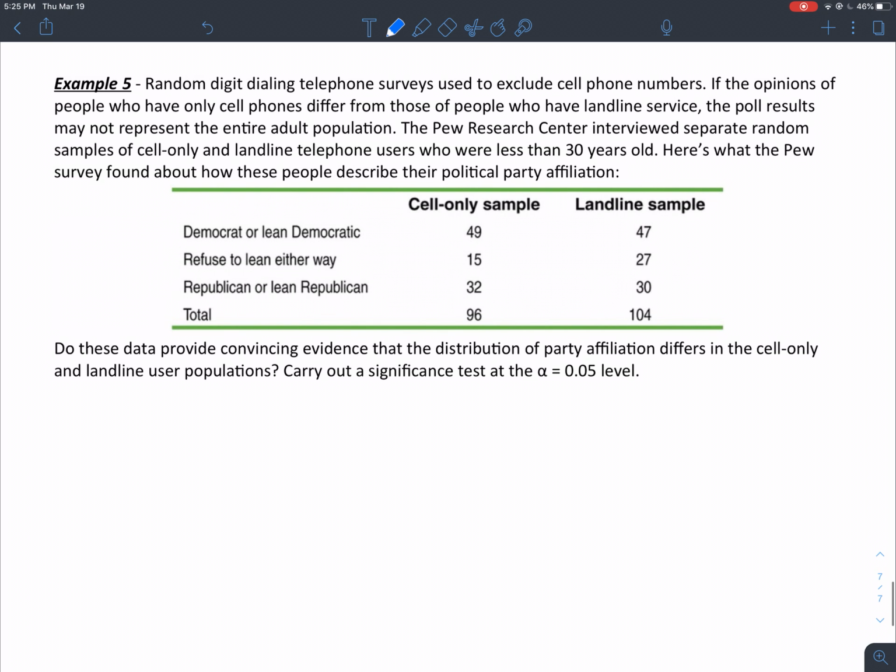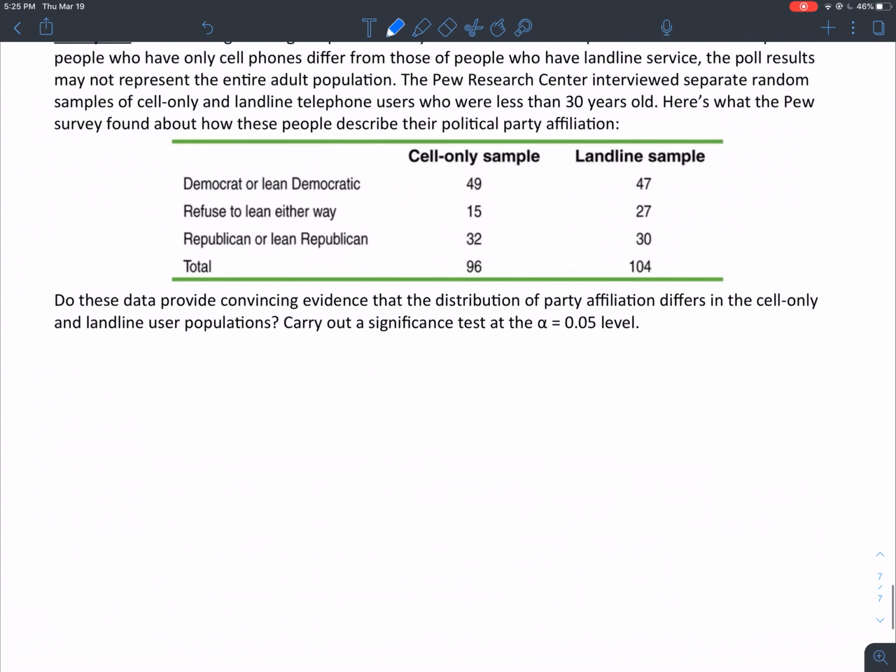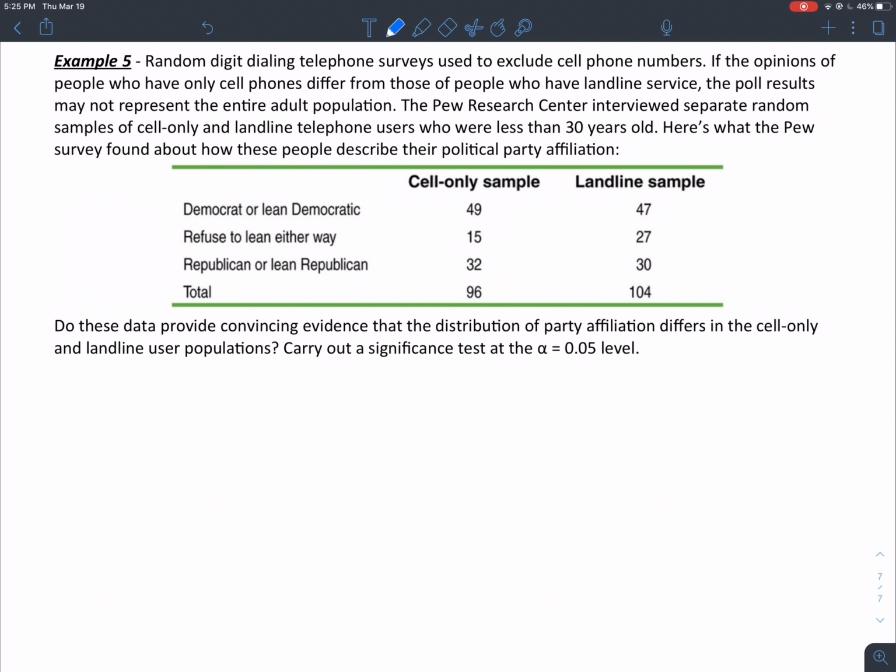So, example 5, and then we're out of here. Thank you. Example 5, okay? So let's do example 5. Example 5 said, random digit dialing telephone surveys used to exclude cell phone numbers. If the opinions of people who have only cell phones differ from those who have landline service, the poll results may not represent the entire adult population. The Pew Research Center interviewed separate random samples of cell-only and landline telephone users who were less than 30 years old. So here's the key for you to know what to do here.